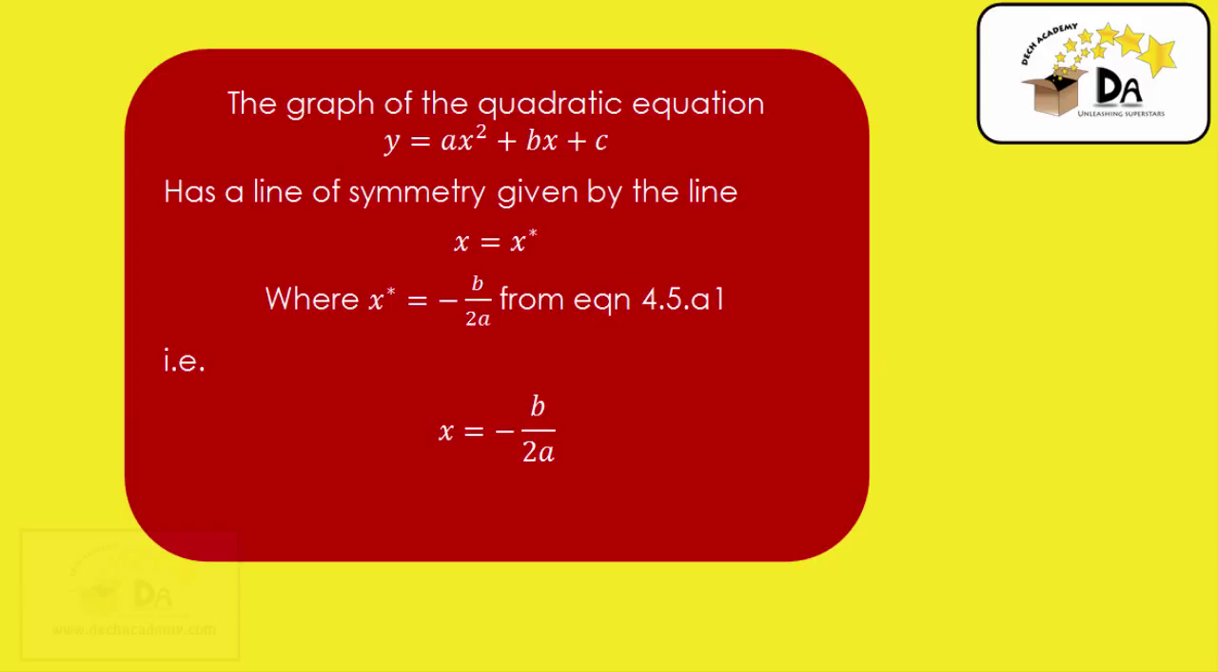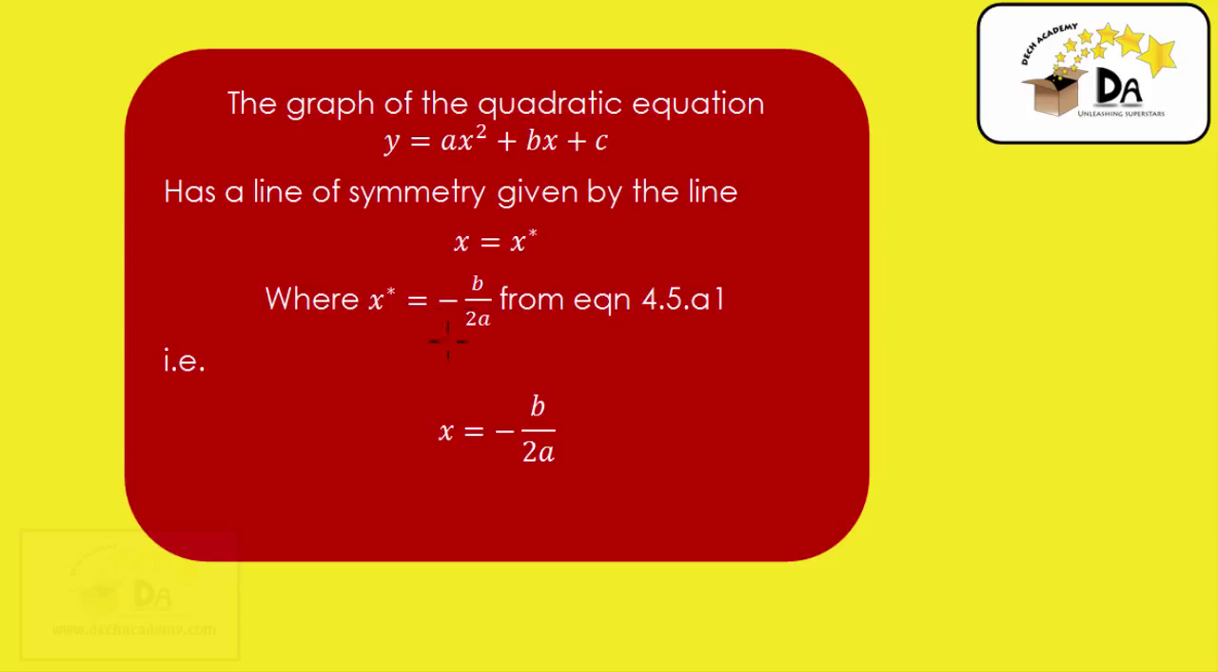Now to how to determine the equation of the axis of symmetry of a quadratic curve. The graph of the quadratic equation y equals ax squared plus bx plus c. So this is a quadratic equation. Its graph has a line of symmetry given by the equation x equals x star, or x asterisk, where x asterisk is minus b over 2a.